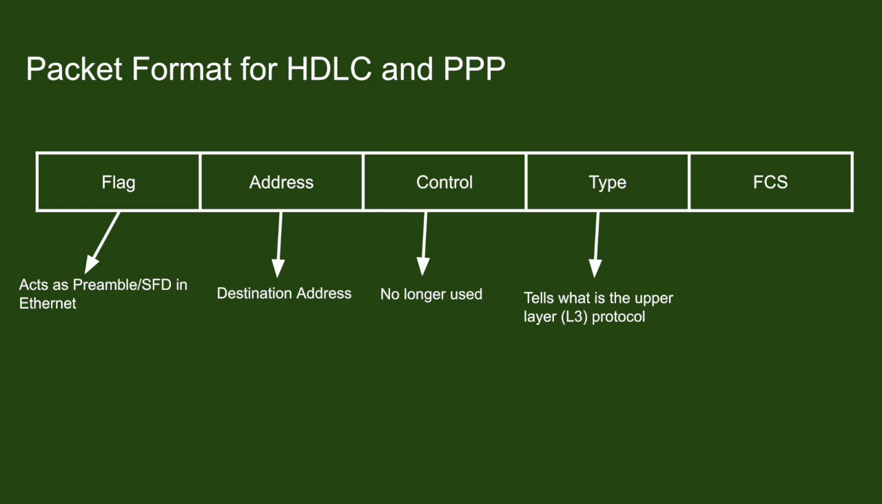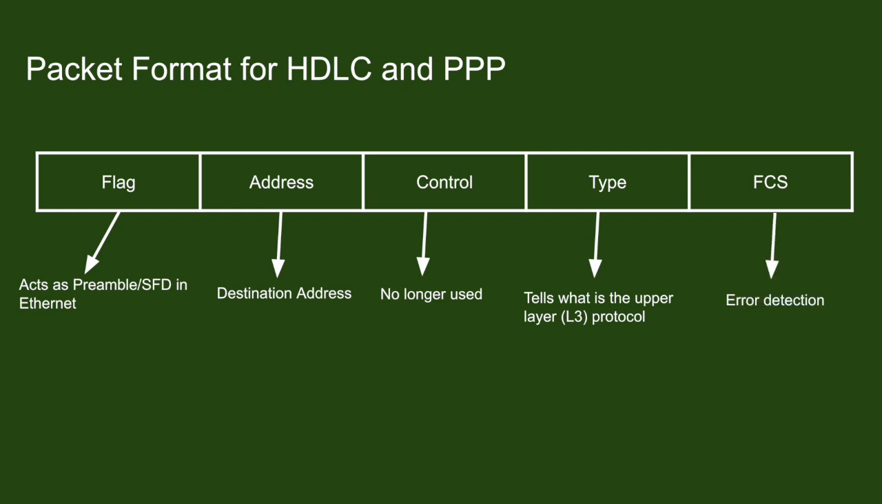Then comes the type. This type actually tells what the upper layer protocol is, what the layer 3 protocol is. Is it IP, is it IPX, or is it AppleTalk? So that once the packet reaches the next hop, it will be able to send that packet for processing to the upper layer protocol. If it is AppleTalk, it will send it to the AppleTalk services. If it is IP, it will send it to the IP service, whichever higher level protocol it wanted to identify. That is the purpose of type.